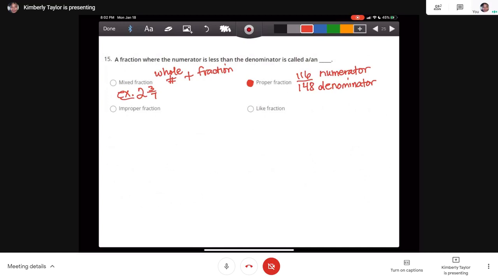What is an improper fraction? An improper fraction is where your denominator is going to be less than your numerator, or your numerator is going to be more than your denominator. So for instance, 81 over 7 is an example of an improper fraction. Okay, and like fractions are fractions that are alike.